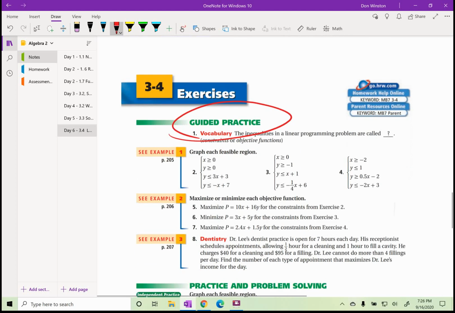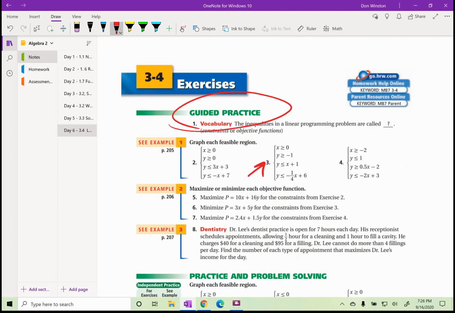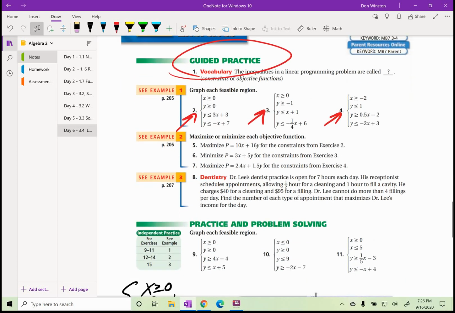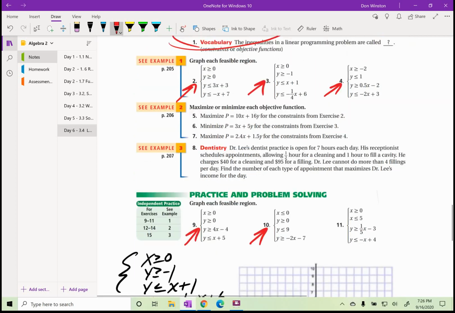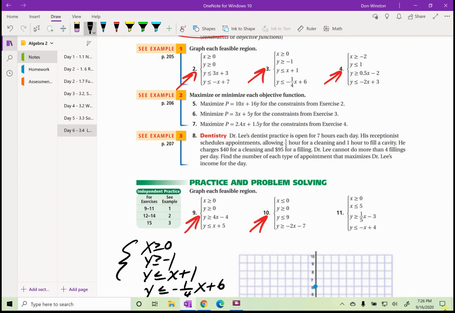So what I'm going to do is number 3 for you. You will have to do 2, 3, 4, but I'm going to do number 3 for you, and then 9 and 10. And I'll show you how this works here. So I'm going to do 1 for you, and then you'll have 4 on your own. So I'll do number 3.